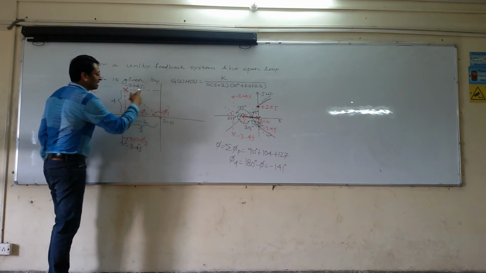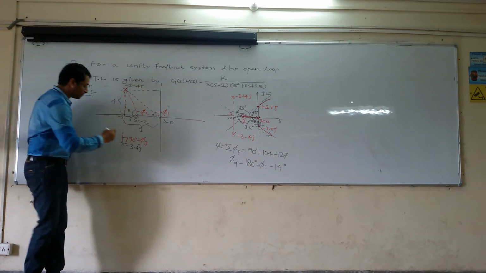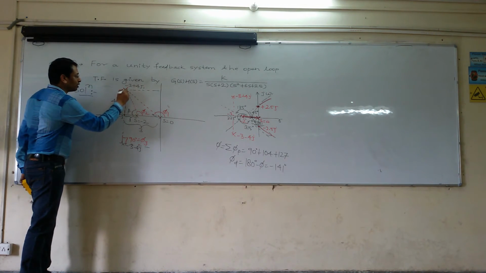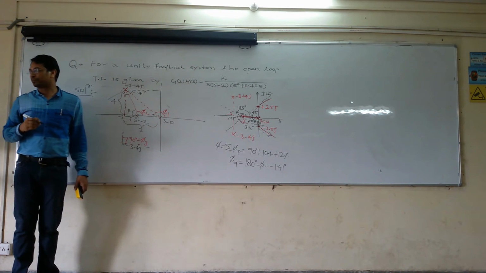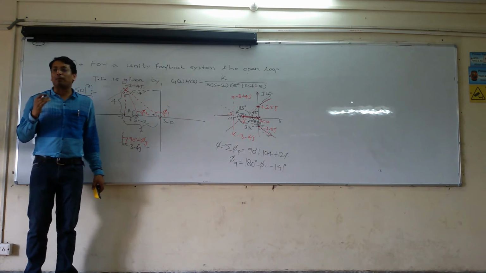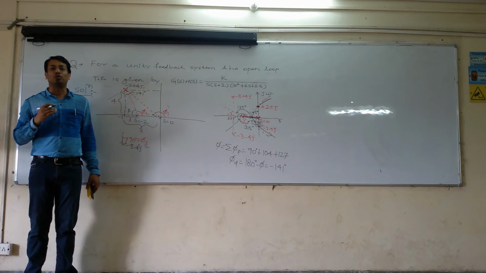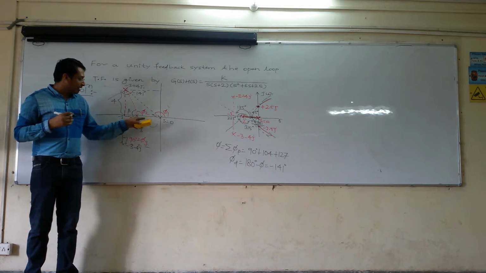So this is our reference line. Please don't talk. This is our reference line. Okay. So what will be the value of minus 141? It will be like this. Minus 141 degree. And due to symmetry, now we are going to apply our first rule of construction of root locus, that root locus is symmetrical about your real axis.